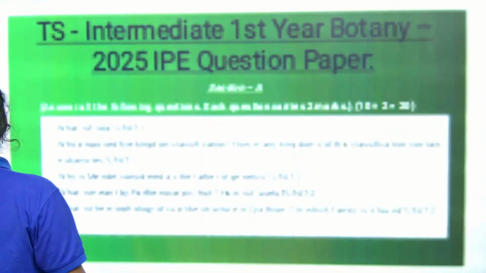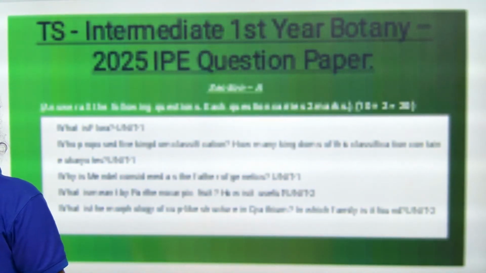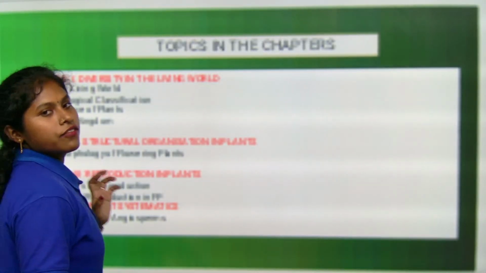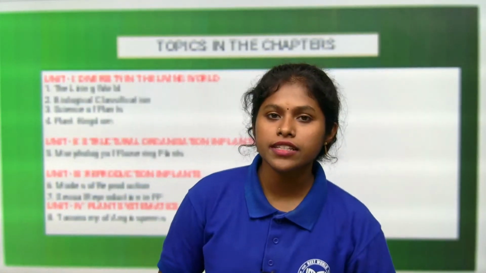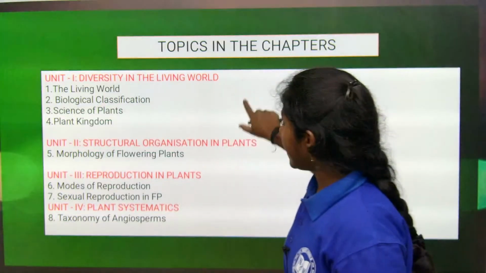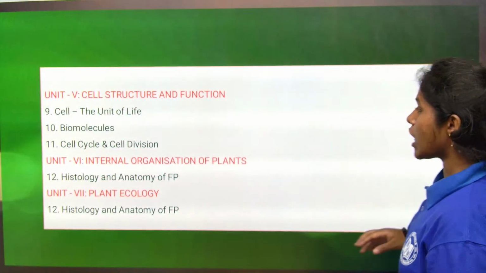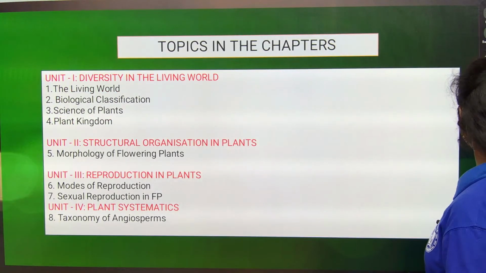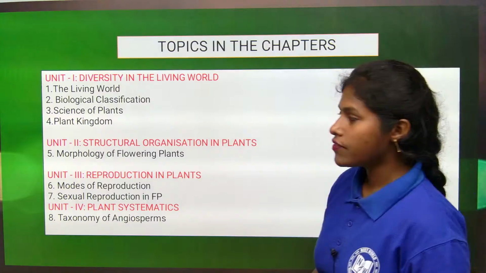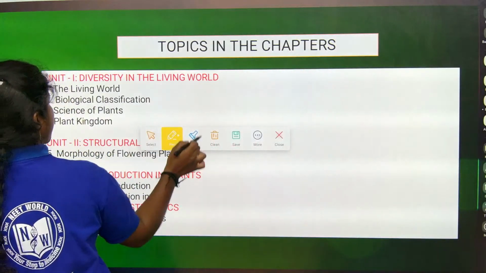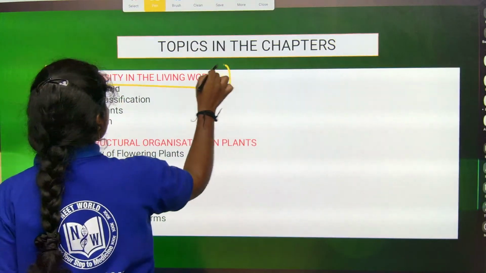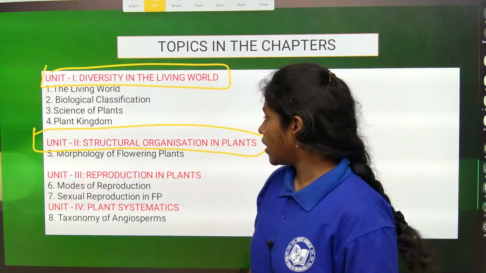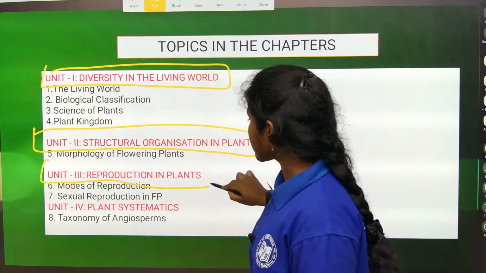Let's see what the units and chapters are in your first year botany. In first year botany, there are 7 chapters. The first unit is diversity in the living world. The second unit is structural organization in plants. And the third unit is reproduction in plants.